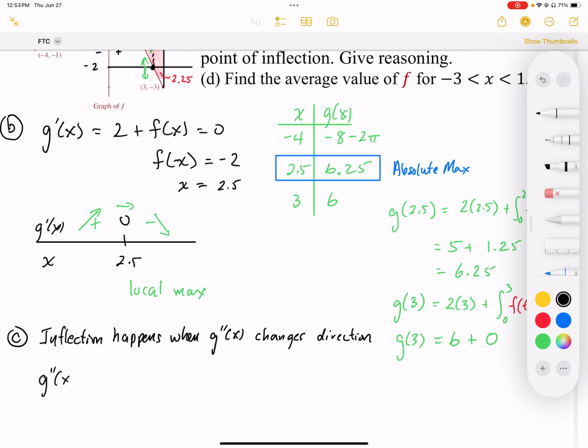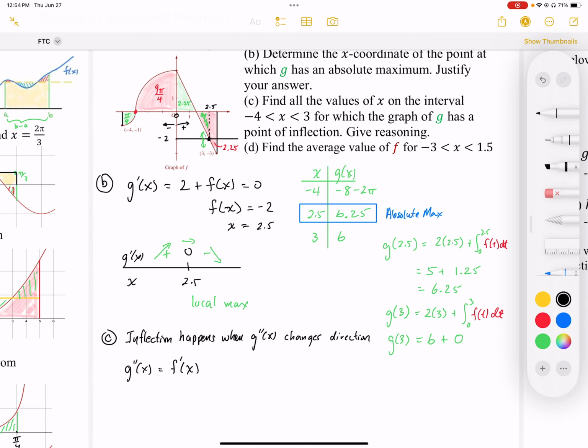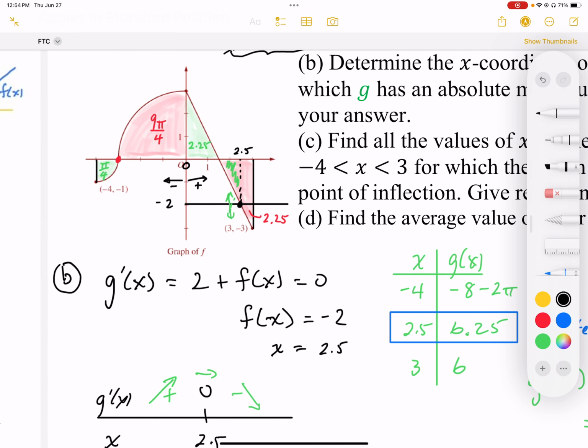So g double prime, we differentiate 2 to 0, and we differentiate f to f prime of x. So g double prime is the same as f prime of x, or in other words, where does f prime change direction? Or where does f change direction? So f prime is the slope of f. So where does the slope of f change directions?